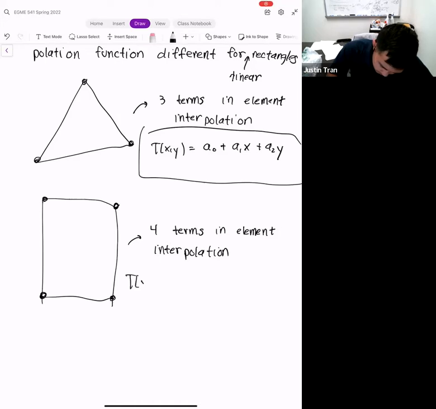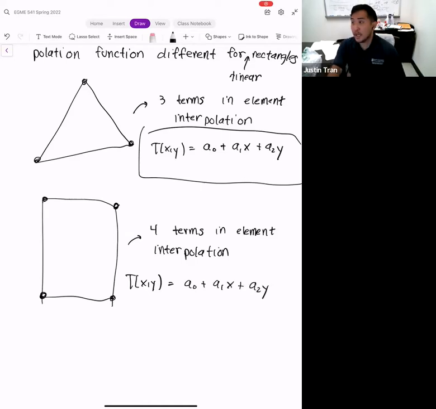Okay, so if we have T of x and y equal to A0 plus A1x plus A2y, all of those are going to be the same as the triangle, but we have to add one more term, right? Because with 4 nodes and 3 terms, we end up with an overdetermined system. To rectify this, we have to add one more term, but we're all out of linear terms.